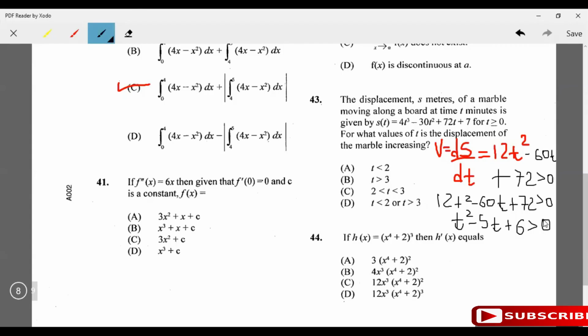So when is it going to be greater than 0? You can look at your solutions and try. It's only going to be greater than 0 when t is less than 2 or when t is greater than 3. For example, put t as 3. When t is greater than 3, 3 squared minus 5 times 3 plus 6, you're going to see that it is greater than 0. When t is less than 2, for example 0, you get 0 minus 0 plus 6, which is still greater than 0. And so this has to be the solution.